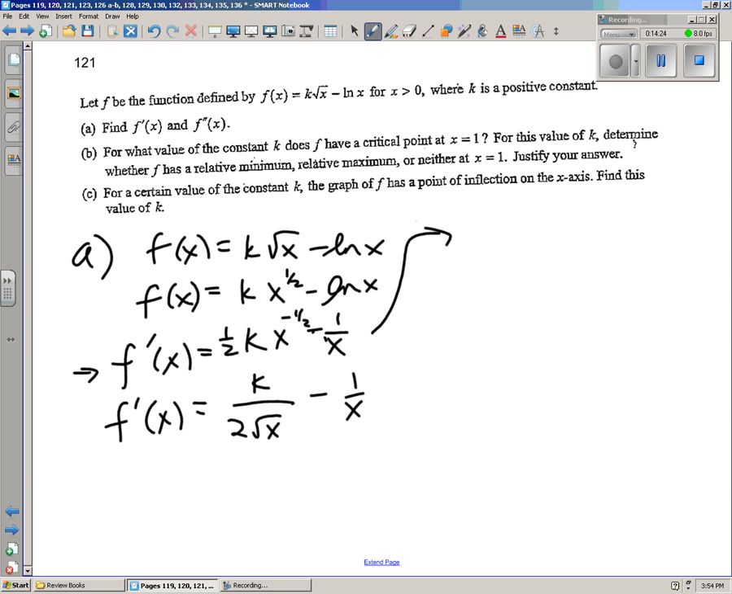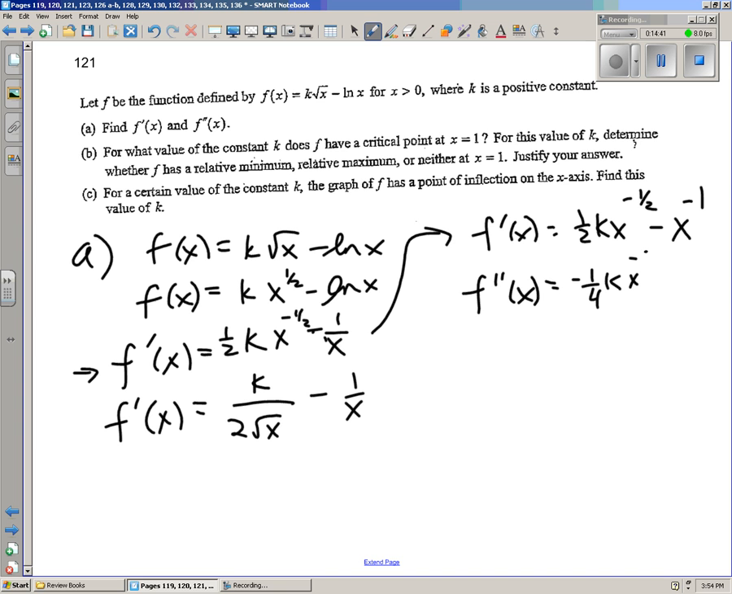But now I want to take f double prime, so I'll use f prime again. It's easier in this form to take the derivative. In fact, 1 over x is x to the -1, so that's even easier. f double prime would be -1/4 k x to the -3/2 plus x to the -2. Simple application of the power rule. A better form for this would be -k over 4 square root of x cubed plus 1 over x squared. I only did that because we're probably going to have to use it.